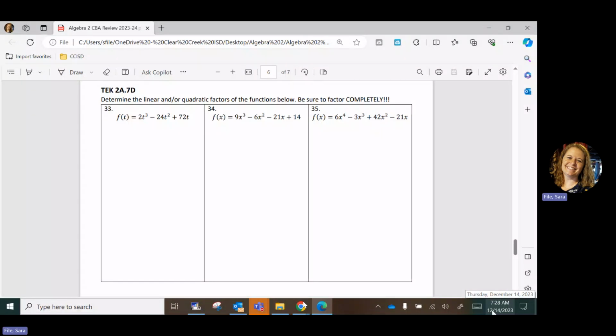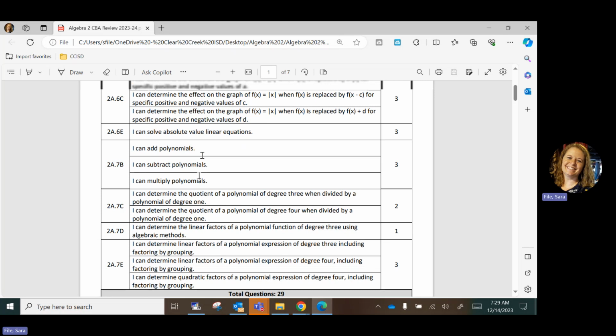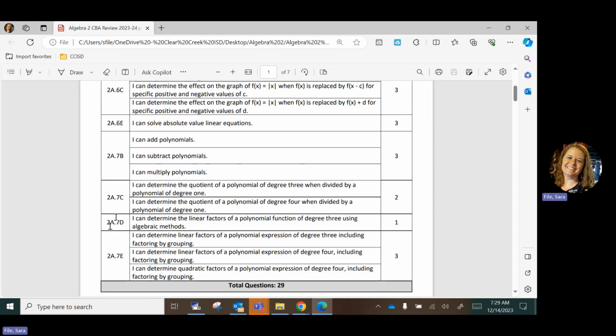on our semester review. This is numbers 33 through 35. Okay, remember I talked to you about the TEKS listed there. So if you want to scroll back, or scroll for me, you have it on paper. So flip back to the front. We're looking at 2A 7D. If you're unsure what that is, you can come back on the front and look. 2A 7D. That's this one here. It's I can determine the linear factors of a polynomial function of degree 3 using algebraic methods.